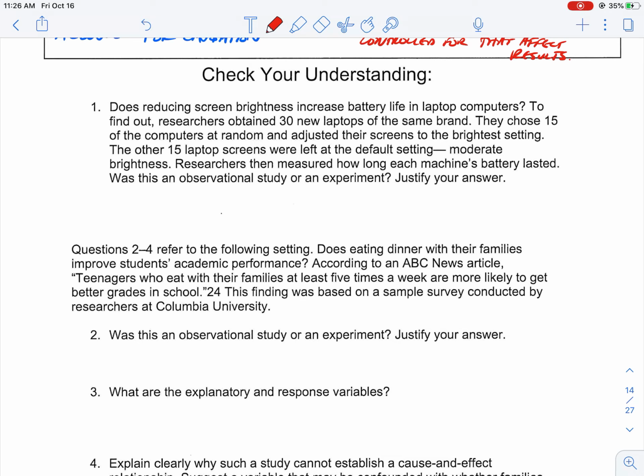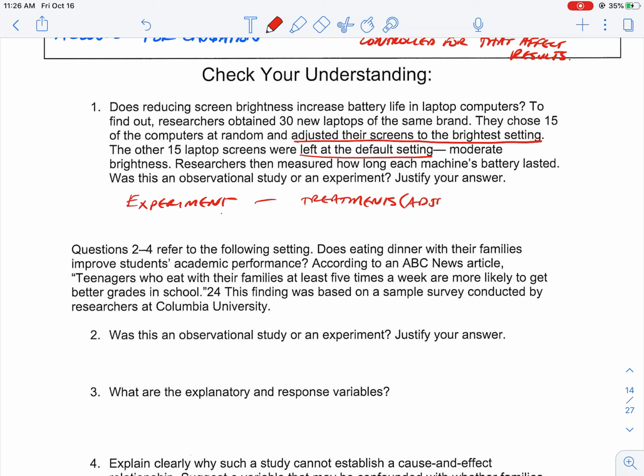Was this an observational study or an experiment? So the big question is, was there a treatment imposed or were we just watching? Did they do something to these laptops or were they just watching? Well, the answer is that this is an experiment because it says left at the default setting, adjusted their screen's brightness setting. So treatments were imposed.